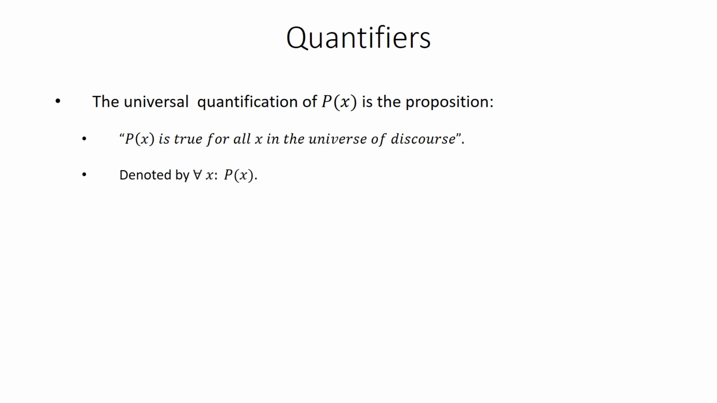The first is universal quantification. The universal quantification of P of x, the predicate, is the proposition P of x is true for all x in the universe of discourse. This is denoted by for all x P of x using this notation. We can view the statement for all x P of x as a very large AND statement.